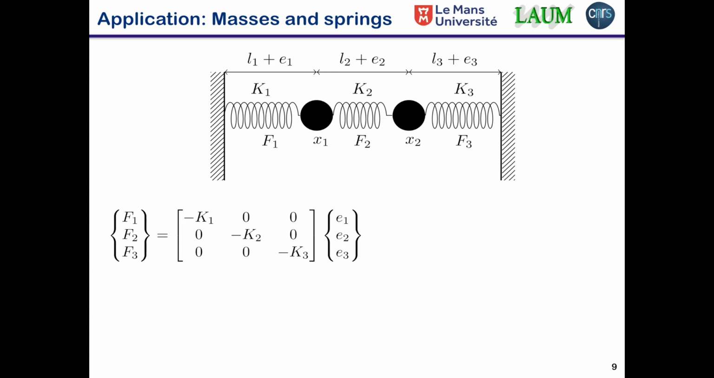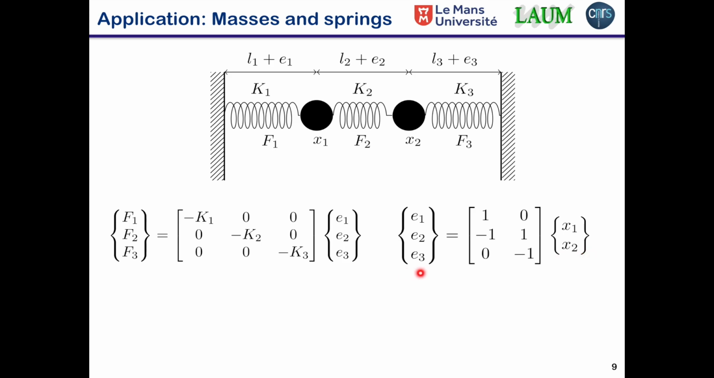So we can use a matrix to represent the relation between force and elongation, and we can see that we have a very simple matrix. This matrix is called diagonal. We will see that later on. So this is the first relation, and we also have another relation, which relates displacement to elongation. So elongation E1 is just x1, elongation E3 is minus x2, because when x2 is positive, E3 is negative, and elongation E2 is equal to x2 minus x1.